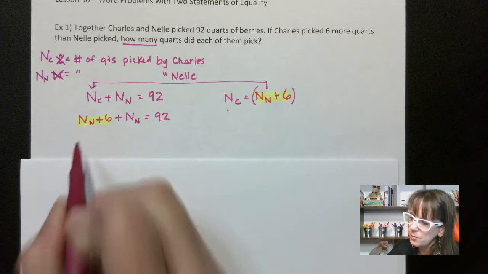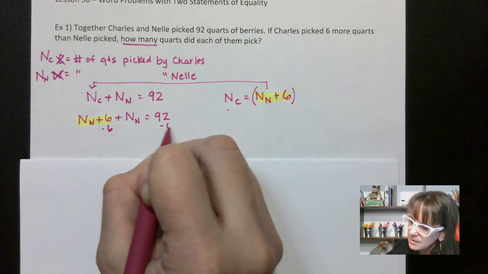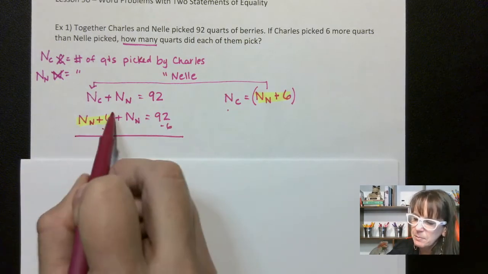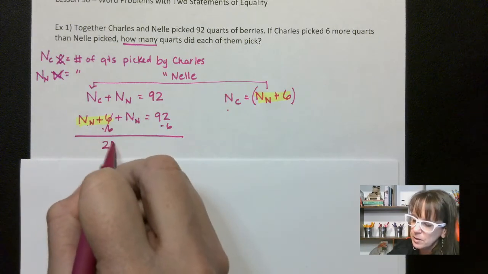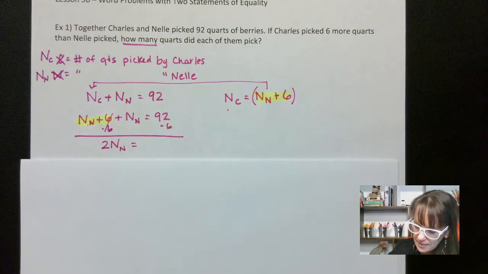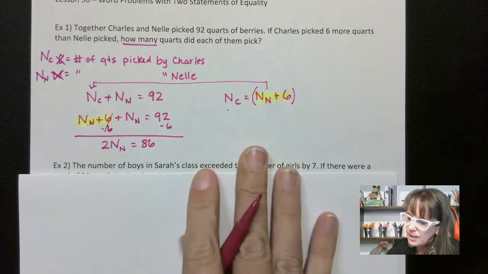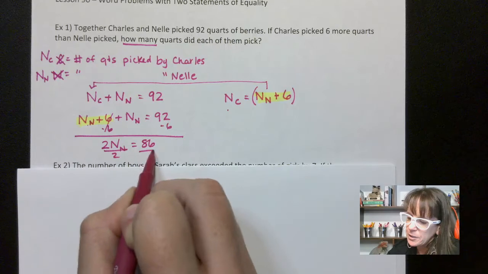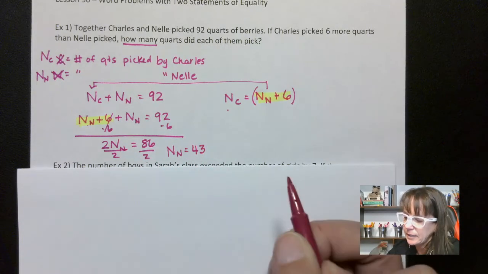All right, so what do we have here then? We're going to subtract 6 from both sides, and we're going to combine like terms, 1n and 1n. So that's going to be 2 times the number that Nell picked equals 92 minus 6. I don't want to make a silly error. Yes, it's 86. Okay. So that means divide by 2, and we get the number that Nell picked is 43.